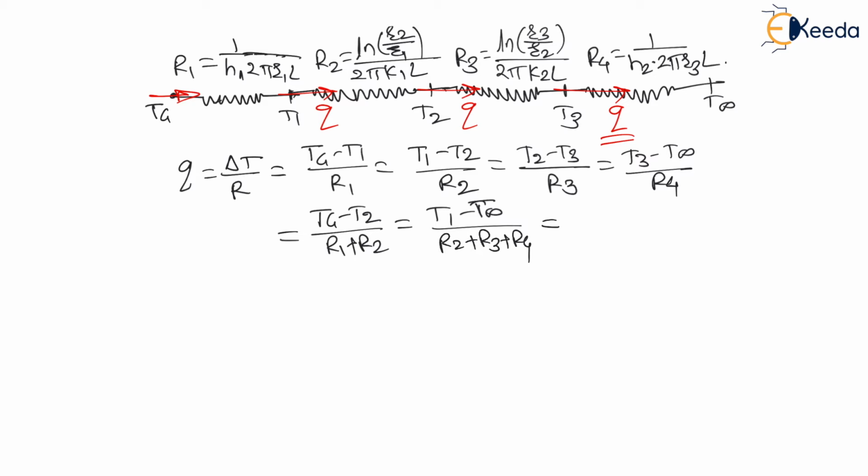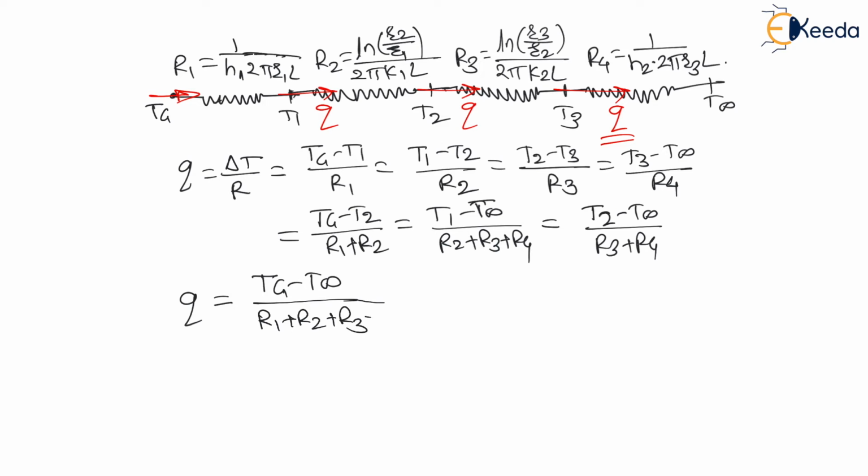Similarly you can write T2 minus T infinity also. For T2 and T infinity the resistance is R3 plus R4. And my dear students, if I consider the total temperature difference, that is Tg minus T infinity, then we have to consider the total resistance, that is R1 plus R2 plus R3 plus R4. All the resistance we have to consider.